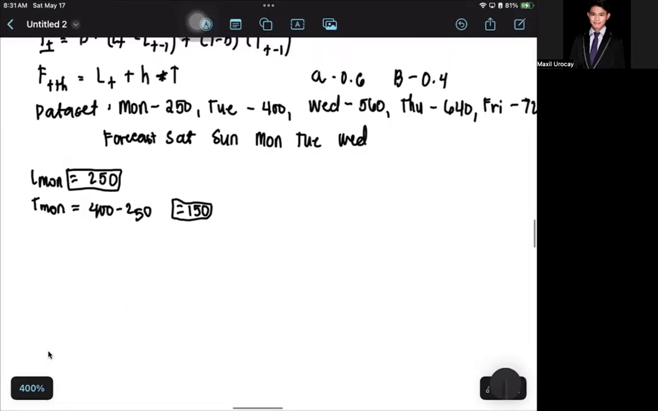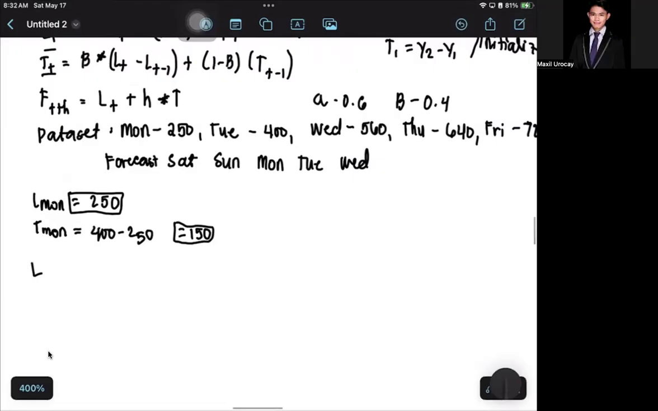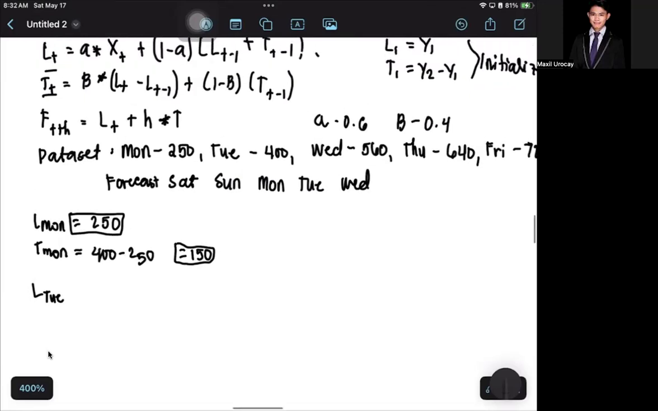What you will have to do is smooth out the data already for the level of the Tuesday, which will use the formula here. So your data right now, you already have the data for alpha, which is 0.6, times the data. What is the data of Tuesday? That is 400.